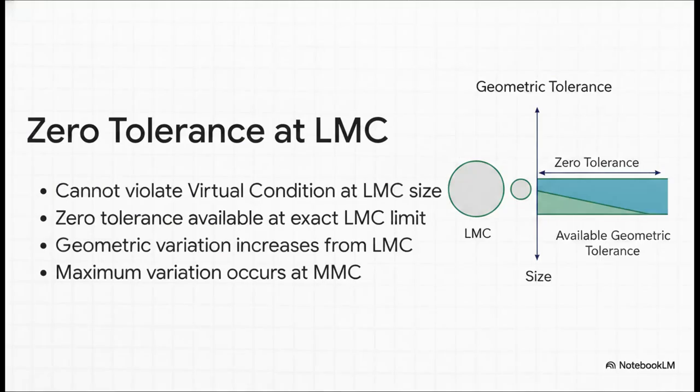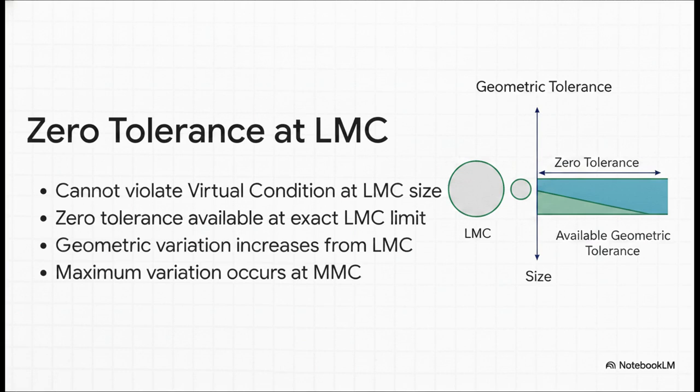So let's talk about the so what here, exactly as it's outlined in Section 5.9.7.1. When you drop a zero geometric tolerance on an LMC basis, you are giving the guy making the part absolutely zero wiggle room if they produce that feature right at the least material condition limit. None.